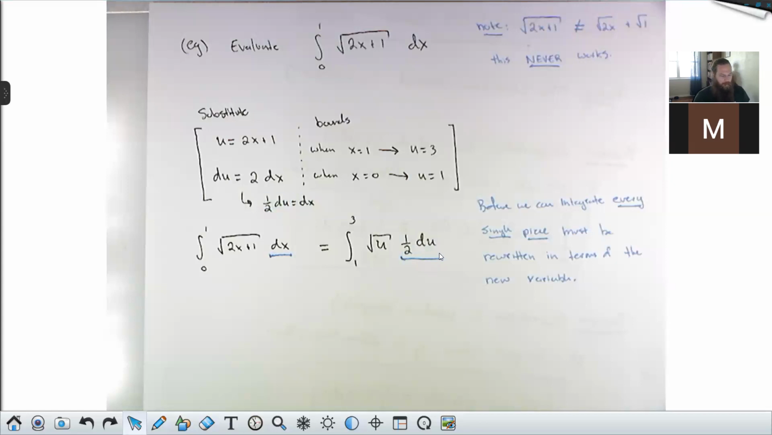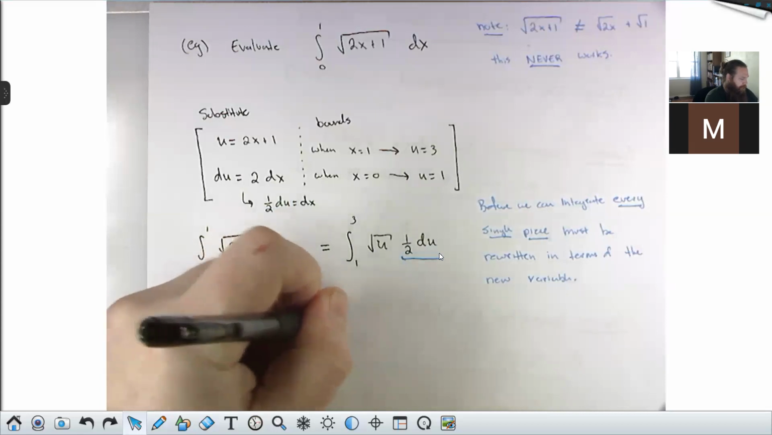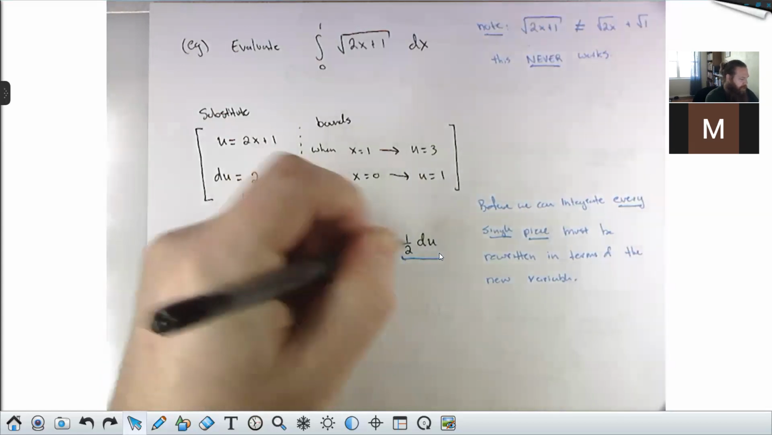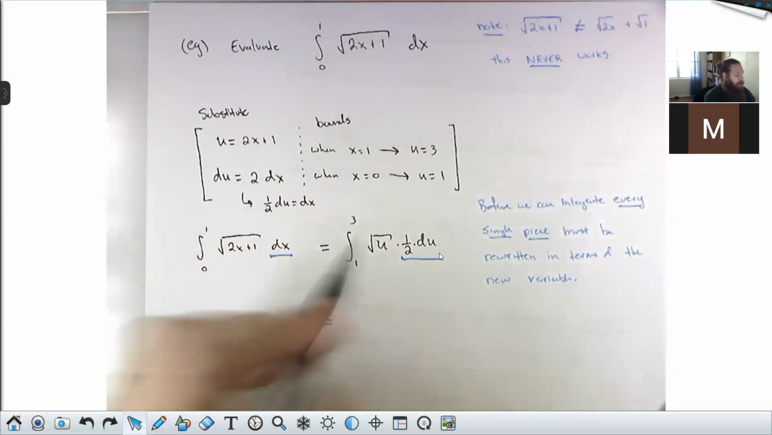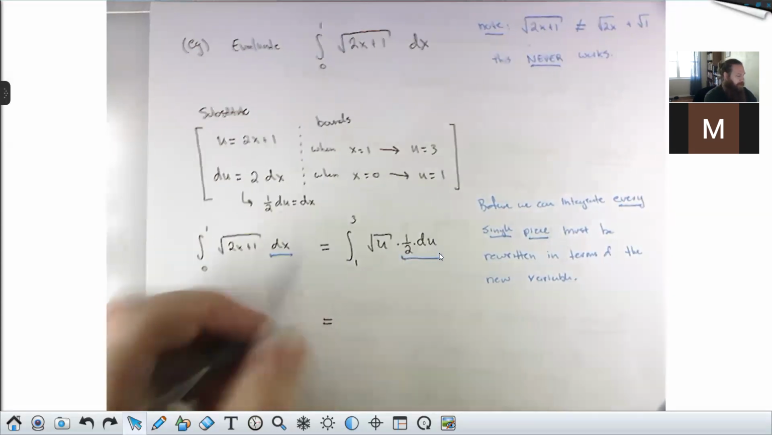Okay, I'm going to go ahead and move on now. So my next step, since everything in here is being multiplied, right? This is the square root of u times 1/2 times du. That 1/2 is a constant multiple. It can come out front.